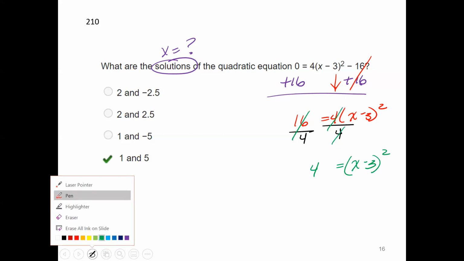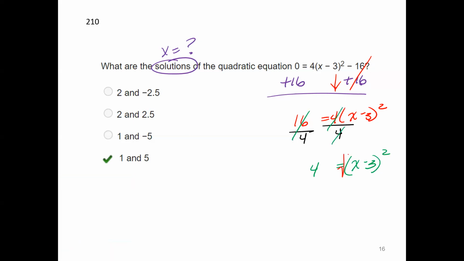And then I'm going to go ahead and get rid of that square. So what's the opposite of a square? A square root. And so remember your square and square root cancel. x minus 3 is on the left side. What's the square root of 4? If you have a calculator, it's going to give you a plus and minus 2. So there's a positive 2 and a negative 2.